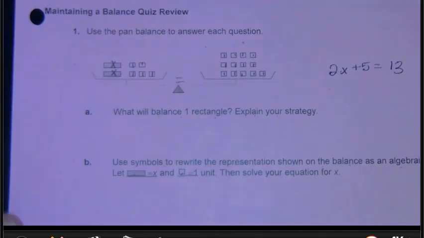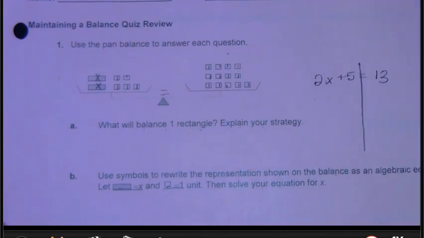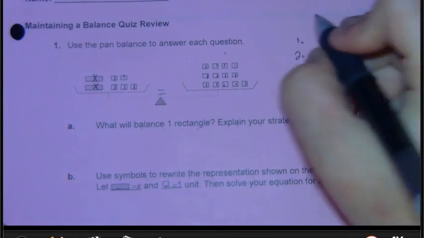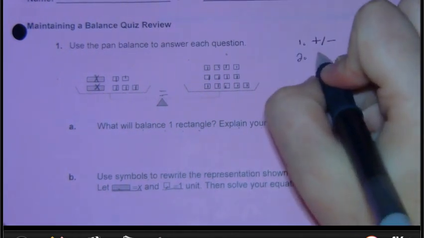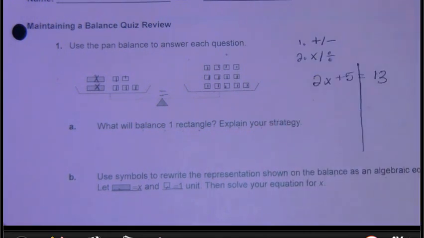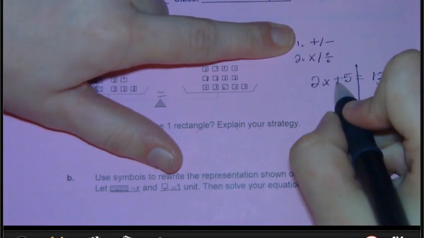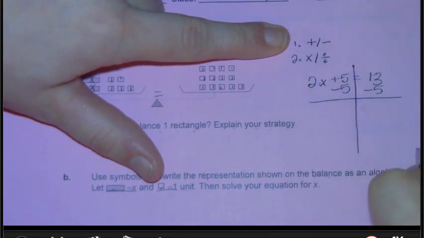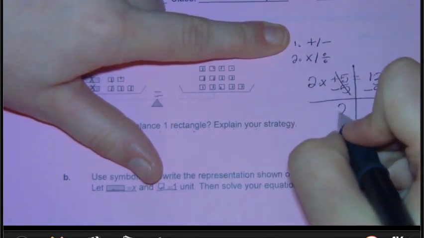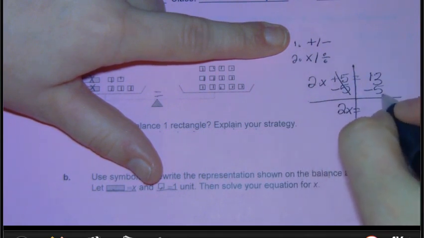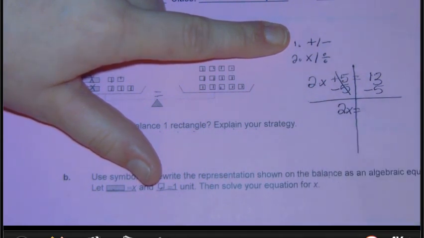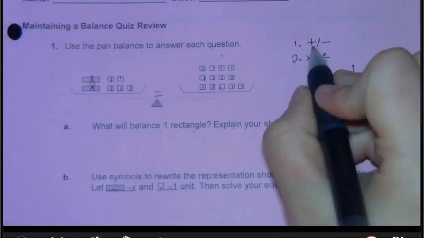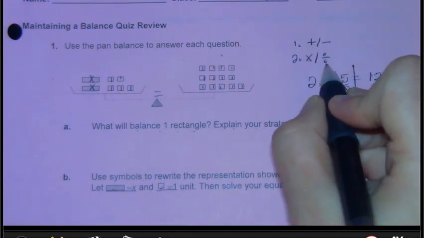Now, we need to solve our balance to see what one rectangle equals. So remember, when solving two-step equations, you're going to either add or subtract first, then you're going to multiply or divide. So the first step, I see addition, so I'm adding 5. I'm going to take away 5 from both sides. 5 minus 5 is 0. I'm left with 2x on the left side. 13 minus 5 is 8 on the right.